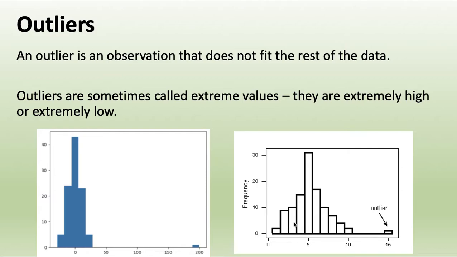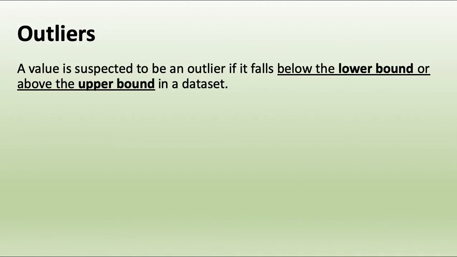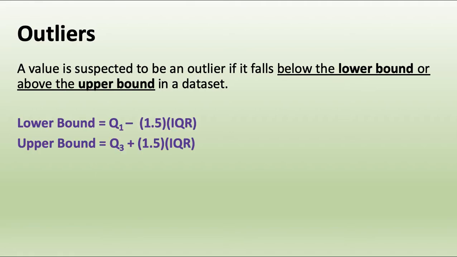So because we can't always tell outliers just by eyeballing the data set, we use a specific calculation process to help us determine outliers. A value is suspected to be an outlier if it falls below the lower bound or above the upper bound in a data set. So this is what we calculate to help us identify outliers, the lower bound and upper bound. And we use these formulas to help us.